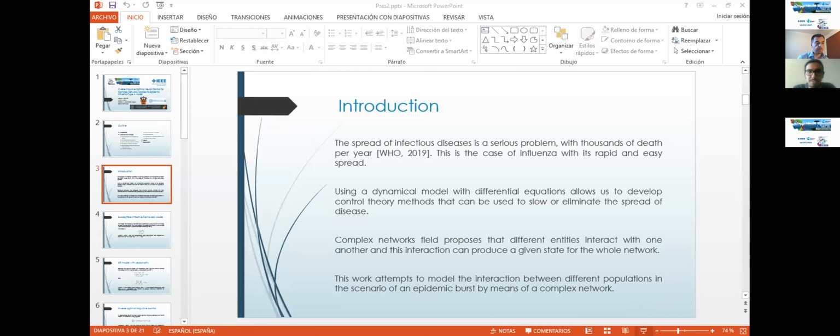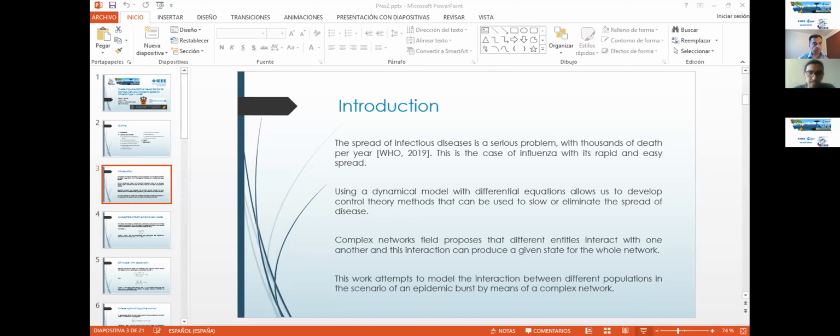The spread of infectious disease is a serious problem and leaves thousands of deaths every year. And influenza is one of these diseases. Using a dynamical model to model the behavior of these diseases would allow us to develop quantitative methods, and with it we can slow or eliminate the spread of these diseases.